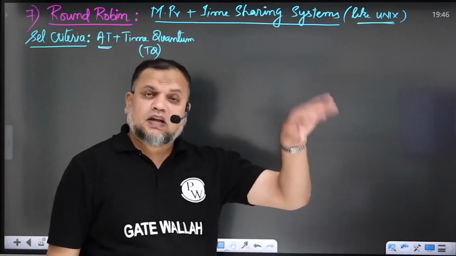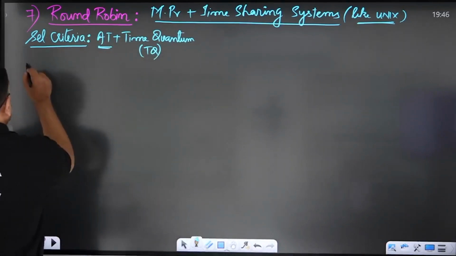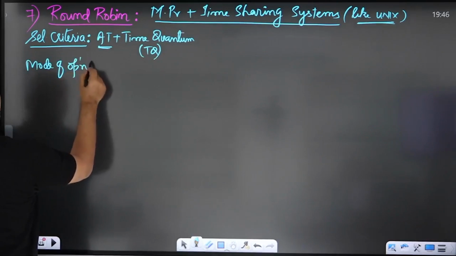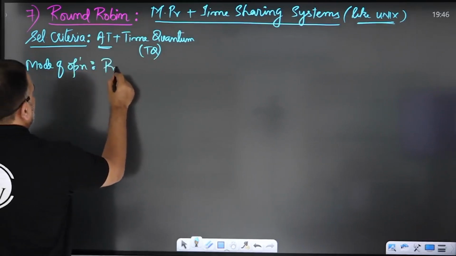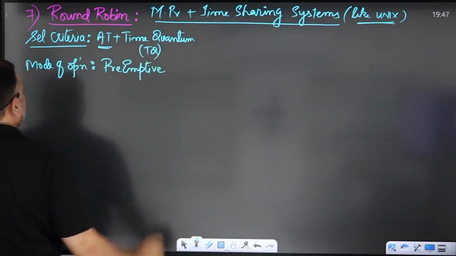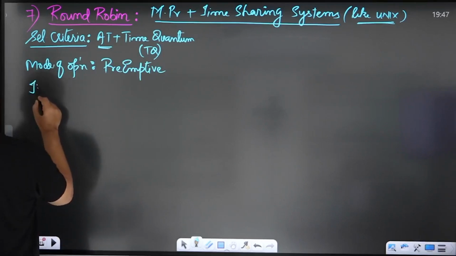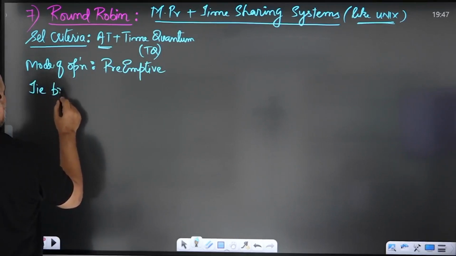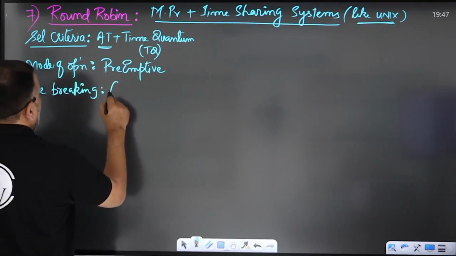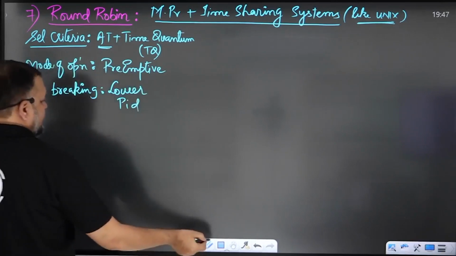Like FCFS. But unlike FCFS, this mode of operation is preemptive. Mode of operation is preemptive. Tie breaking rule, again you can say lower process ID.